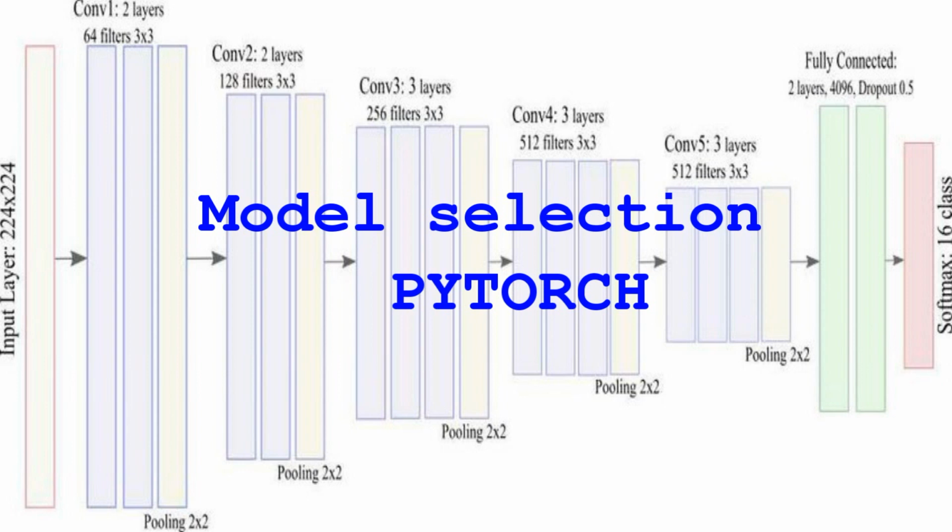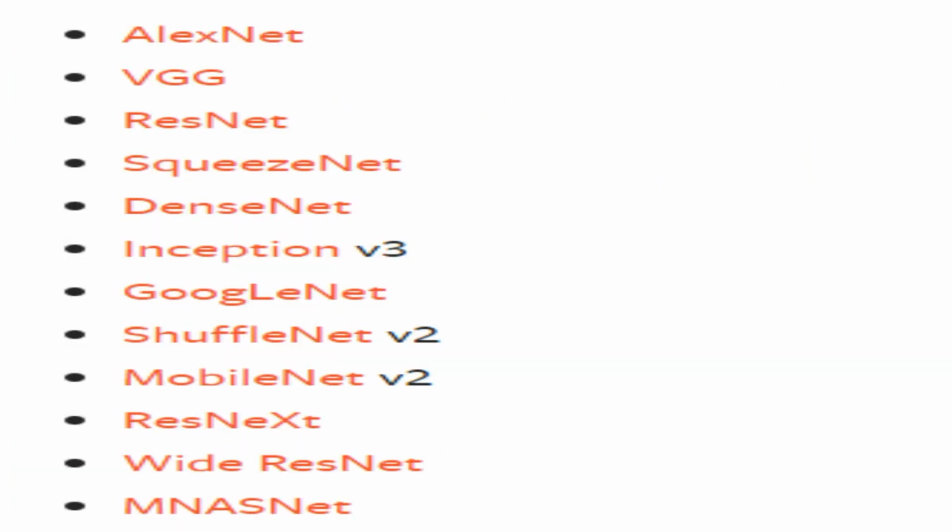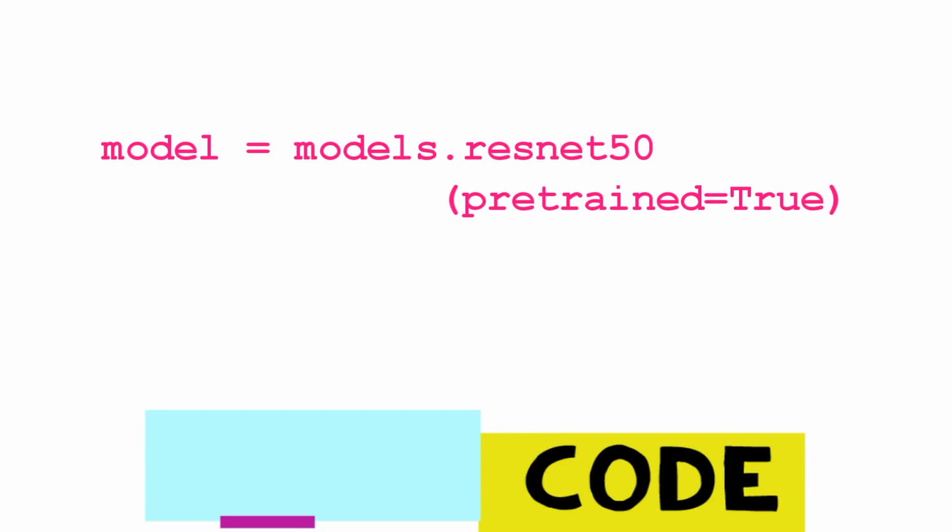Now we will see how to write the code for our desired model in PyTorch. A lot of models can be used in PyTorch like AlexNet, VGG, ResNet, SqueezeNet, DenseNet, Inception v3, GoogleNet, ShuffleNet v2, MobileNet v2, ResNeXt, Wide ResNet and more. For our project we are going to use ResNet 50, which is highly beneficial with its accuracy. We want to return the pre-trained model, so we are using the True condition.